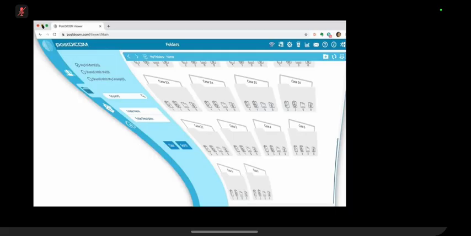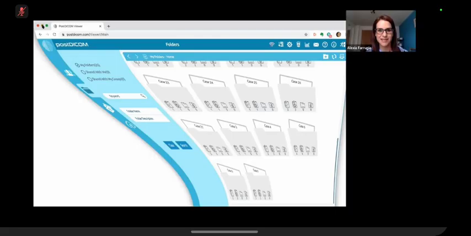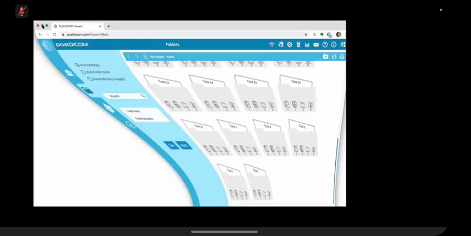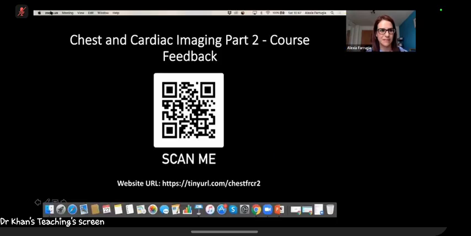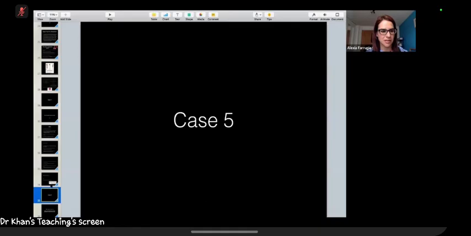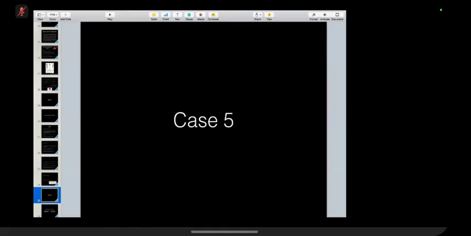Hello. How are you? I'm good, thank you. Your screen is stuck on the DICOM viewer, though. I don't know if that's just for me. Thank you. Let me just change that back to my keynotes. Can you see the case 5 now? Yes, thank you. Perfect. Okay.